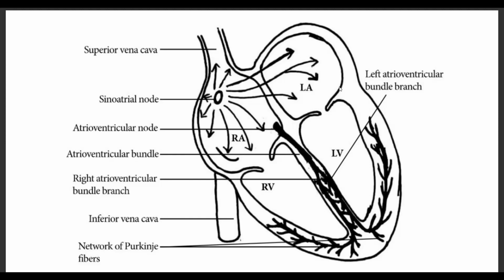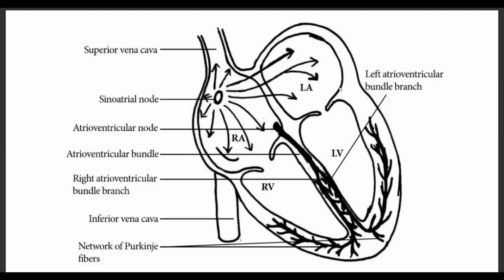Right. The AV bundle branches into Purkinje fibers. These Purkinje fibers transmit the electric impulse from the AV node to the apex of the myocardium. Due to this impulse, a wave of ventricular contraction begins, right?